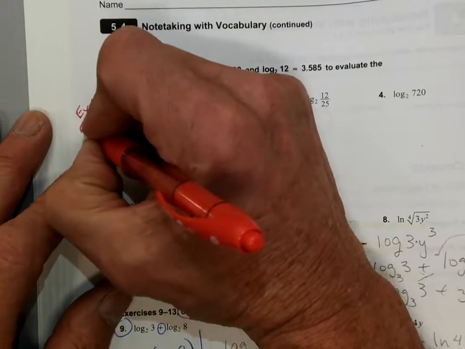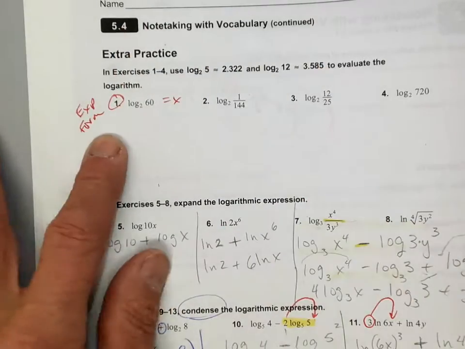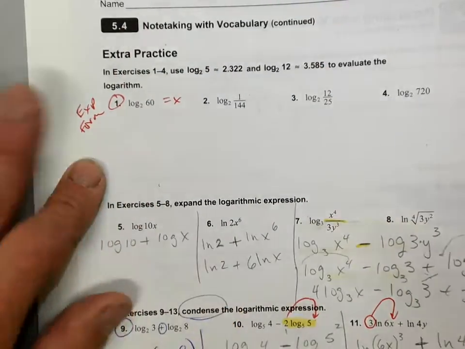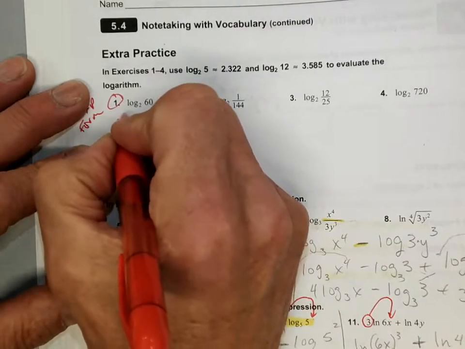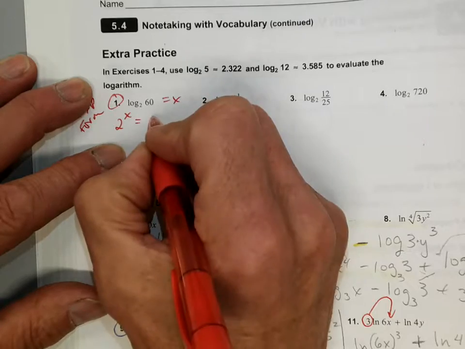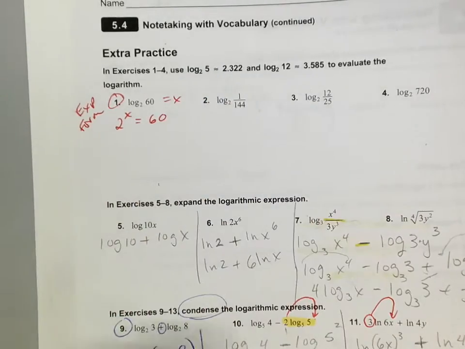Exponential form, okay? So remember, we're going to go from log form to exponential form. I'm going to go 2 to the x equals 60, right? You with me there? Yeah.